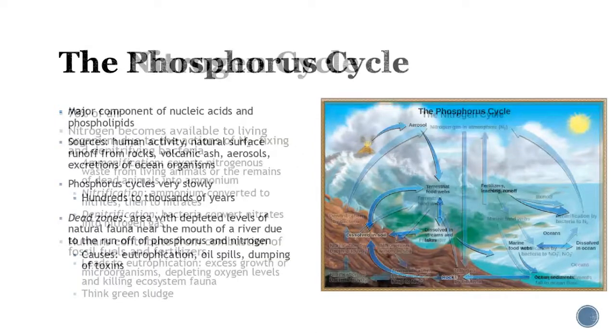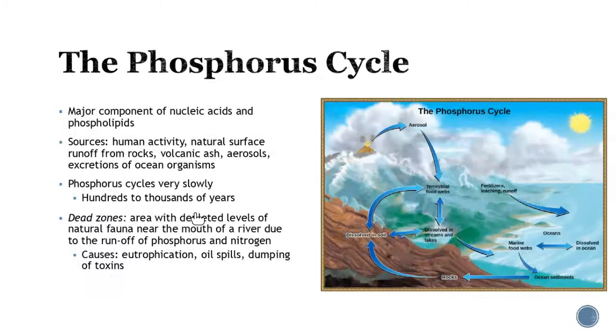So the phosphorus cycle is not as extensive as the other ones that you've seen before, but remember, phosphorus is a big component of nucleic acids and phospholipids. Now, where does it all come from? Well, we do contribute a lot of it from human activity. We have runoff because of a lot of our fertilizers, volcanic ash is a big contributor right there, and a lot of aerosols that we use. It has been shown that ocean animals' excretions are actually a big contribution too.